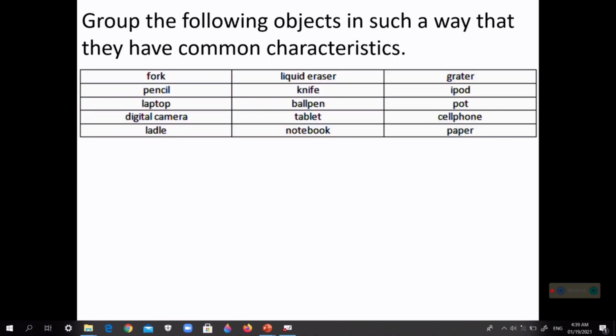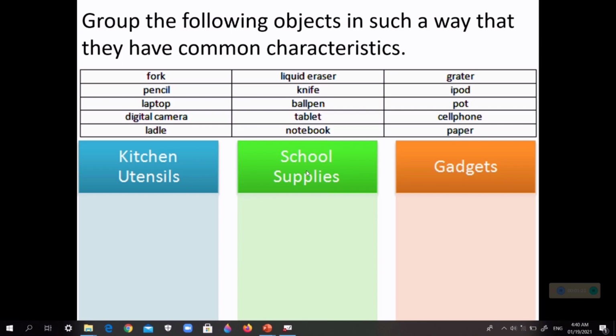So to proceed, let us first do this activity. You are going to group the following objects in such a way that they have common characteristics. We have here the fork, pencil, laptop, digital camera, ladle, liquid eraser, knife, ball pen, tablet, notebook, grater, iPad, pot, cell phone, and paper. Let us group these into 3. I have here the title of each table: kitchen utensils, school supplies, gadgets. What are the objects that you are going to write under kitchen utensils?